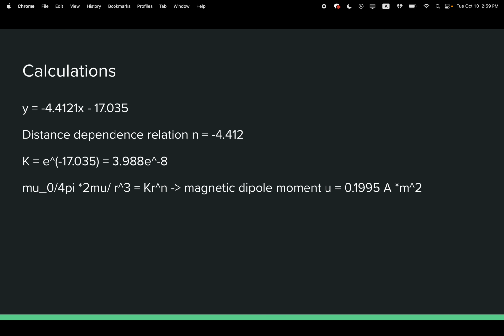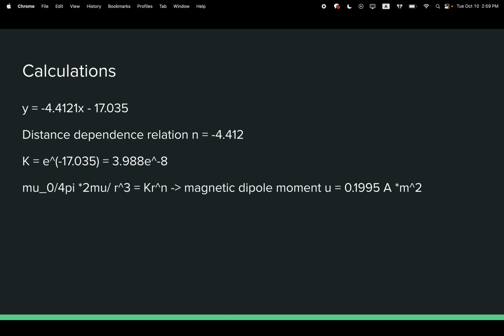And by using the line of best fit, I got the distance dependence relation n, which is minus 4.412, and I also get the k value, which is e to the power of minus 17035, which results to 3.988e to the power of minus 8. And by modifying the Biot-Savart law and the distance dependence formula of the bar, which is k times r to the power of n, I got the magnetic dipole moment, which is mu, resulting to 0.1995.